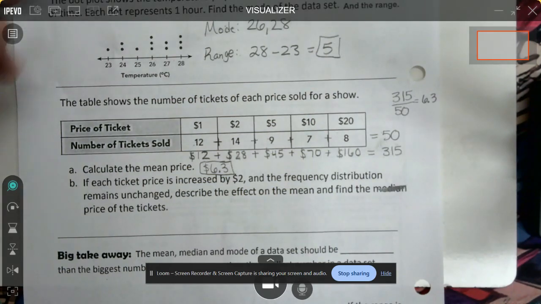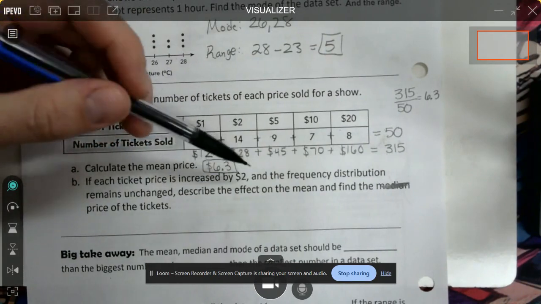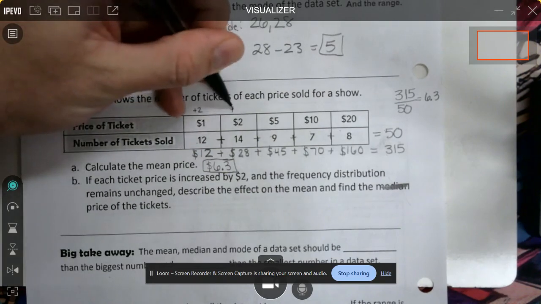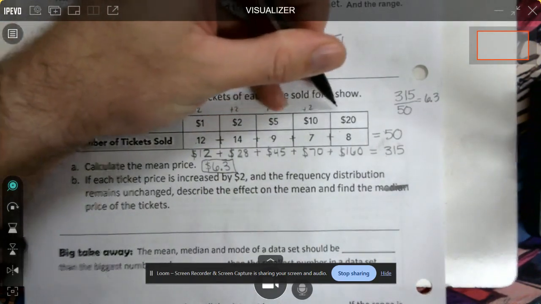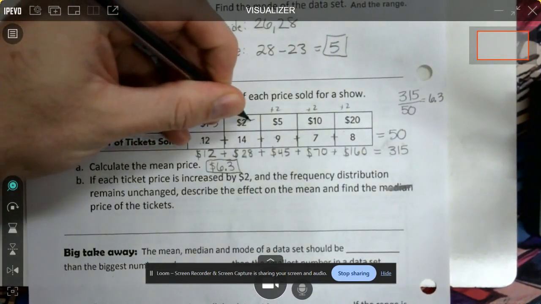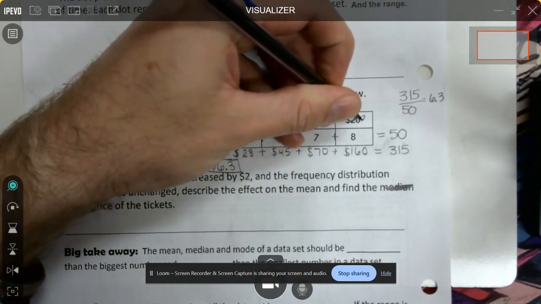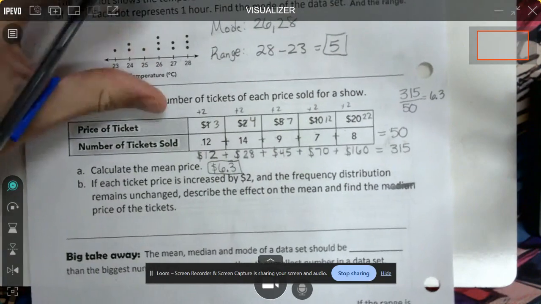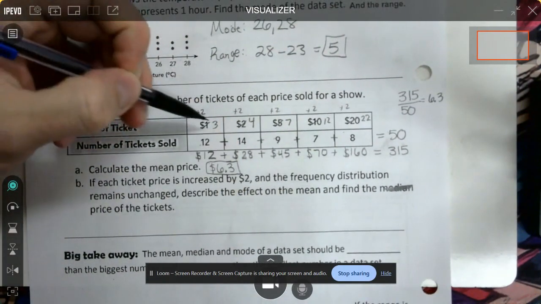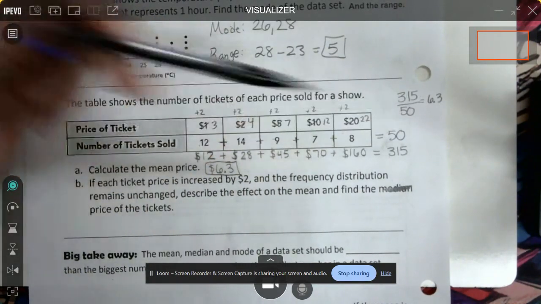All right, so what we need to do is we're changing the price of each ticket by $2, but we're not changing the amount of tickets sold. So really, we're just adding 2 to all the prices. So this would be 3, this would be 4, this would be 7, this would be 12, and this would be 22. So now we need to do the same process again, right? We need to multiply the price of the ticket by the amount of tickets sold, and then add them all up and divide by the amount of tickets sold.